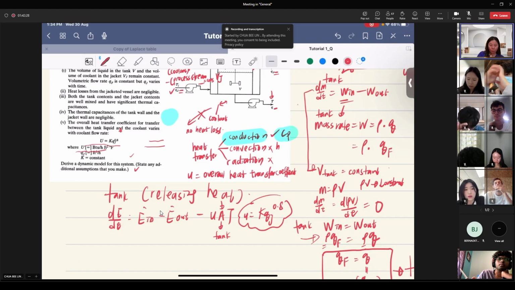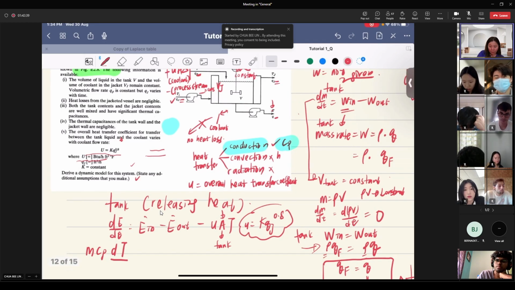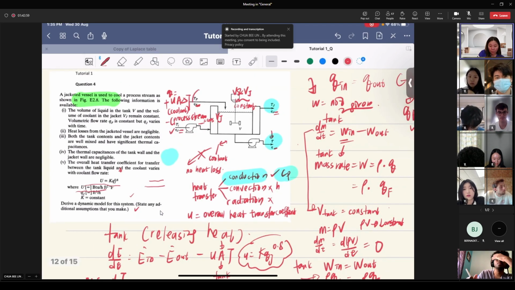So for whatever mode you have for d over dt, you'll be having M, heat capacity, then your control variable is dT, your output, because your tank is T. Your tank is T. If it is your jacket, then it's TJ. Okay, so now we are using dT over dt equals the in. So the one going in is this, and the one going out from the tank is this one.